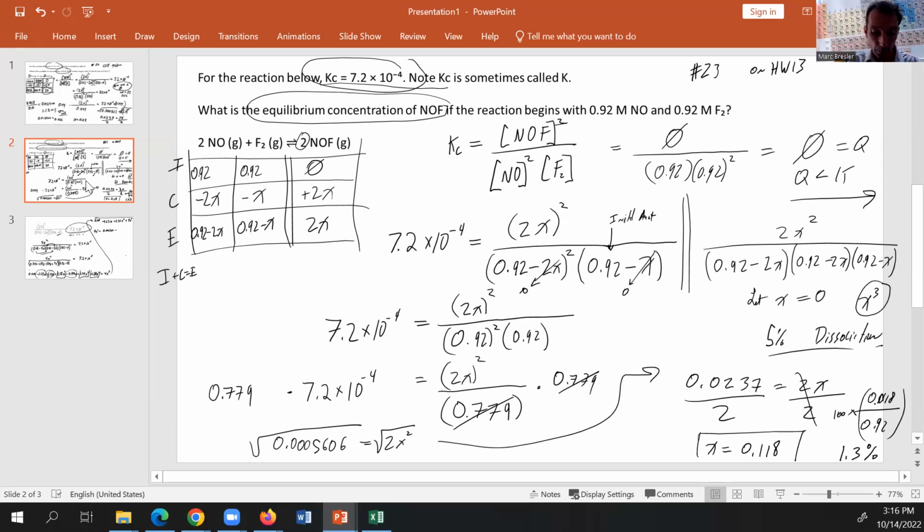So this is an important thing to learn as we move into the acid-base chemistry. We'll have to make those approximations to avoid using crazy quadratic math. And then our final value, the NOF, is what they're after. So you've got to multiply your x times 2. So 2 times 0.118, and you get 0.236, which is about 0.24. So that's the equilibrium concentration of NOF calculated.